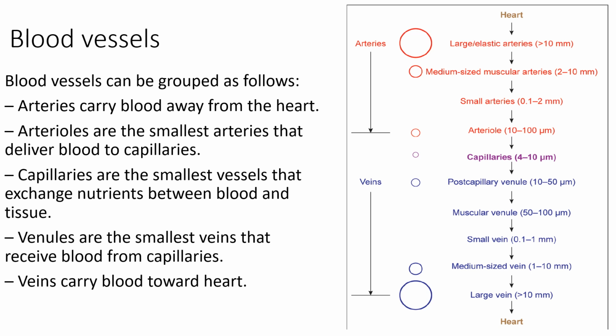These capillaries will then form the post-capillary venule, and these are 10 to 50 micrometer in diameter. The post-capillary venules will then unite and they will form muscular venules. The muscular venules will unite and they will form small veins. Small veins are about 1 millimeter in diameter. Such small tributaries or small veins will unite and they will form medium sized vein, and the medium sized veins will unite and they'll form large vein of more than 10 millimeter diameter, which ultimately drains into the heart.